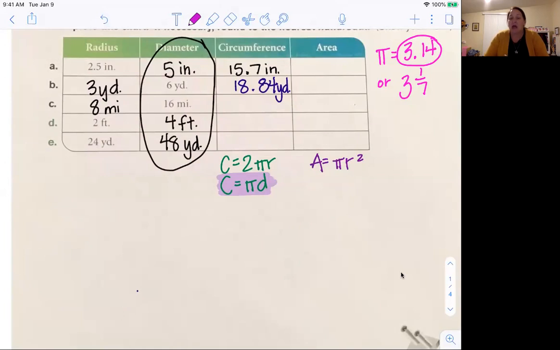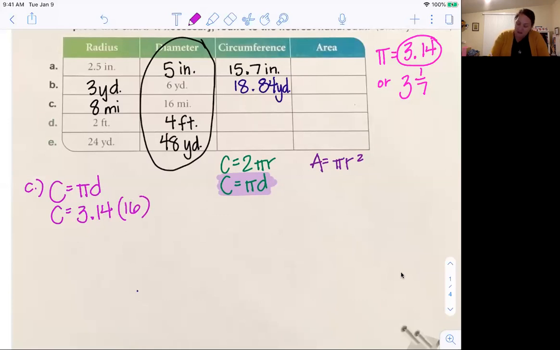I have 8 miles as my radius, 16 miles as my diameter, and I'm trying to find circumference. So I'm going to go ahead and choose the formula. C equals pi times diameter. C, circumference, equals 3.14 times, my diameter is 16 at this point, so I'm going to multiply by 16. Okay, let's multiply. 3.14 times 16.